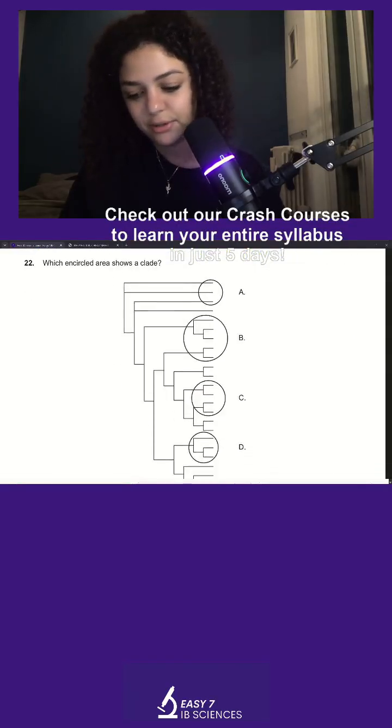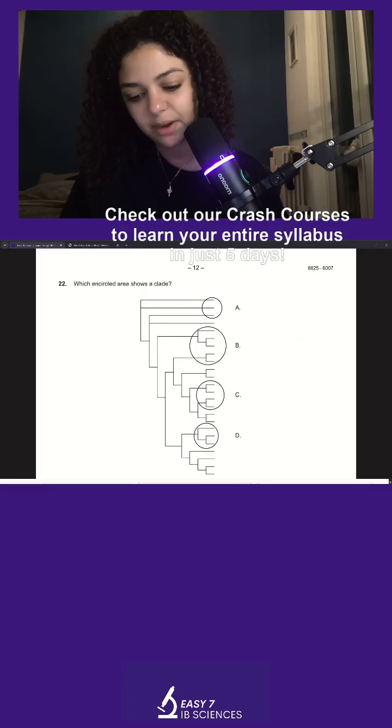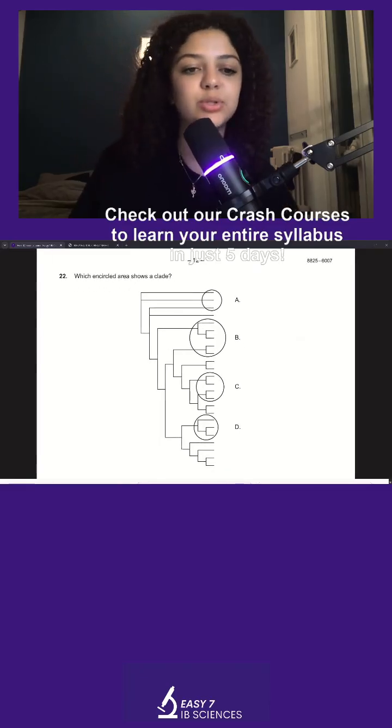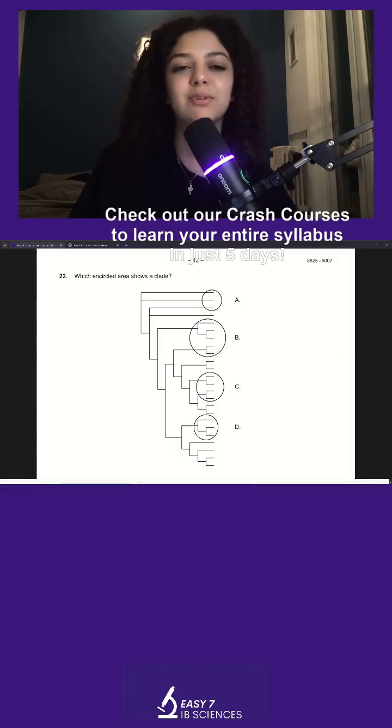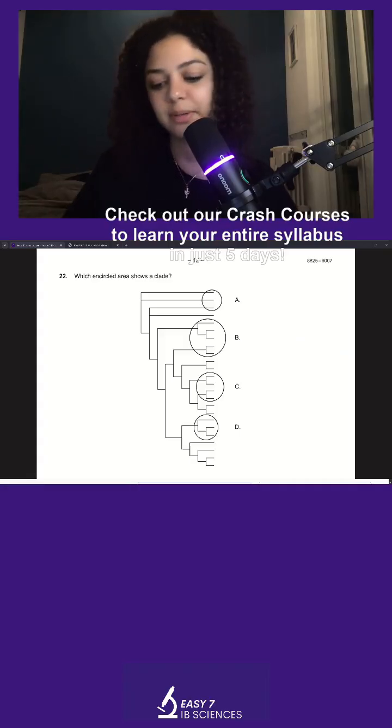Okay, good. So, which encircled area shows a clade? This is part of your evolution topic in the HL, and this is a good one to get. I think I would like getting this one in the exam because I'm a very visual person, and visual questions like this and the phospholipid question would have been very nice for me.